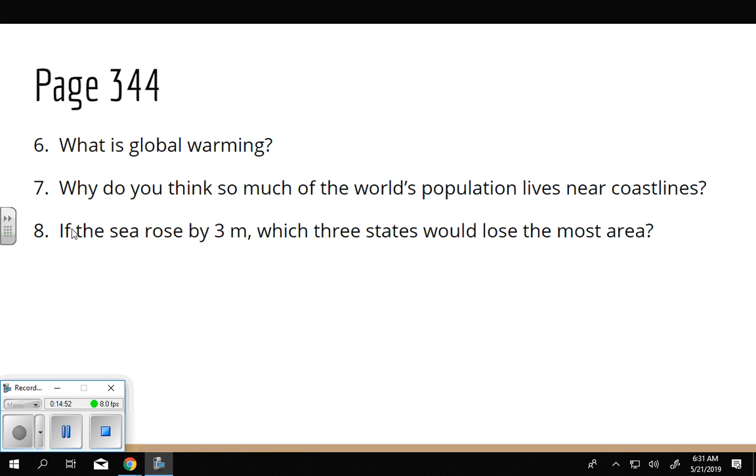Highlight, about 40 to 50% of the world's population lives near coastlines. People living near the coast would have to move and there would be less agricultural land and fresh water available.